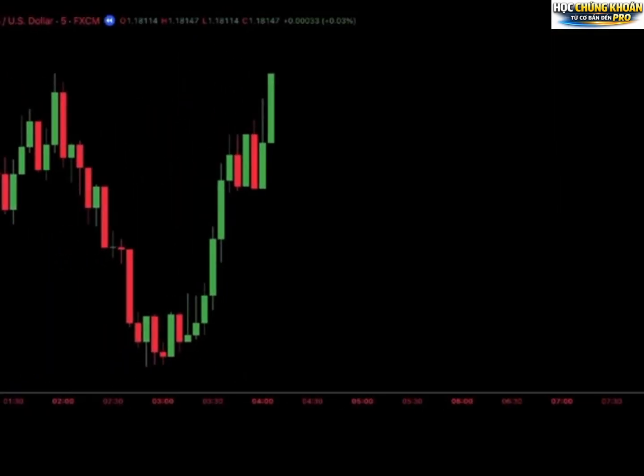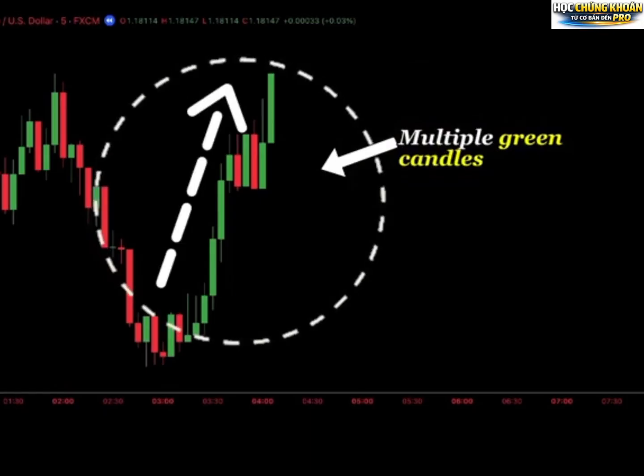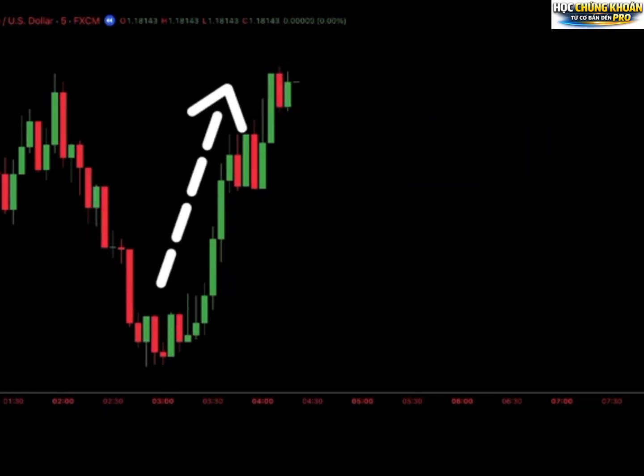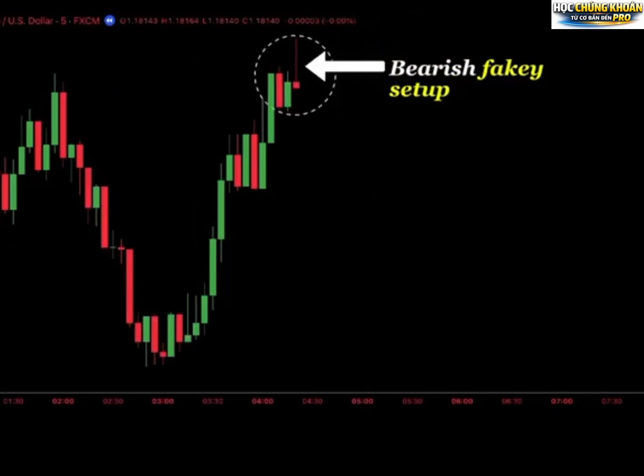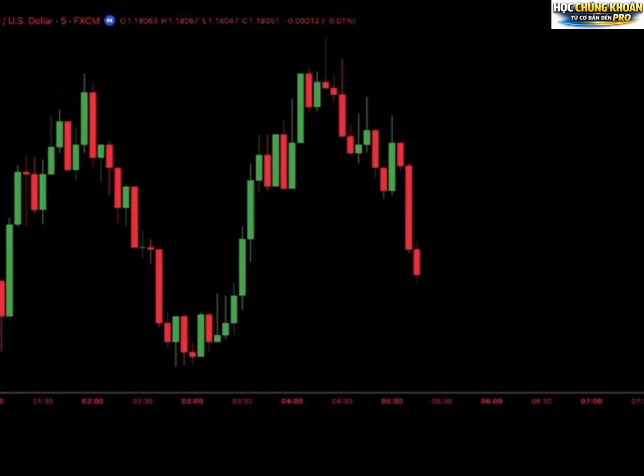Now look at this chart example. As you can see, we first have multiple green candles, which indicates that buyers are in control of the market, creating an uptrend. But then a bearish fakie setup forms. This pattern tells us that buyers were trapped by sellers in a false breakout. And when traders get trapped like this, the market often moves strongly in the opposite direction. In this case, it suggests that the market is likely to reverse and move downward.